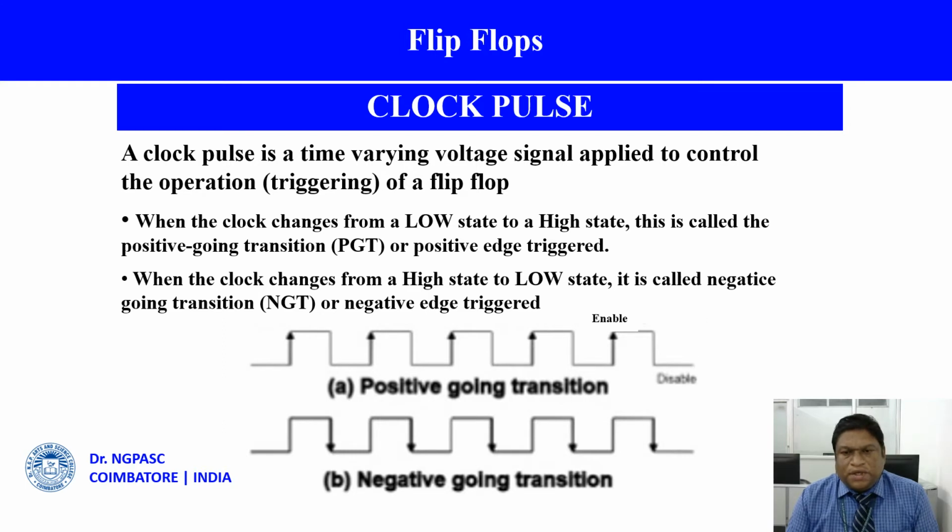Edge trigger means it can be applied only by variation of its state from 0 to 1. Similarly, figure B shows the negative going transition, which means the clock pulse comes from one state to zero state. This is called a negative edge trigger or negative going transition. These two different clock pulses are used in flip-flops and other sequential circuits.